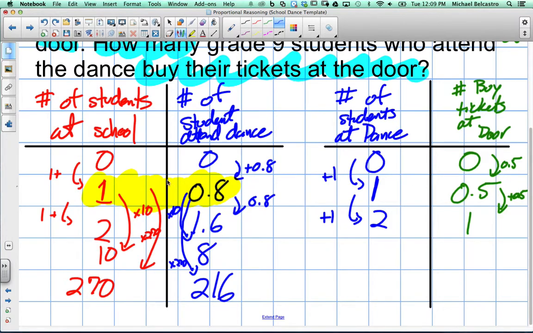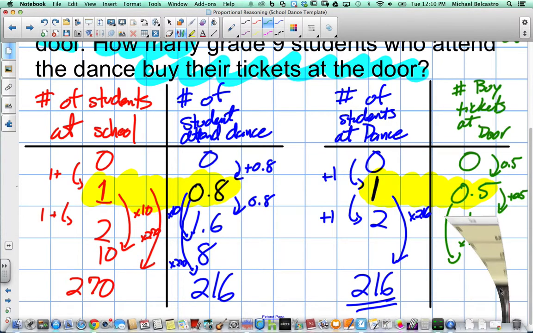This time, since we already know the trick, we don't need that third step. We know that there are 216 grade 9 students at this dance. And again, we're going to use our number 1 as our base. It seems to be very helpful as a base term. So I need to go from 1 to 216. Well, I can multiply by 216. 1 times 216 gives me 216. And whatever I did to my left, I got to do to my right. So I'm going to also multiply this by 216, to figure out how many students bought tickets at the door.